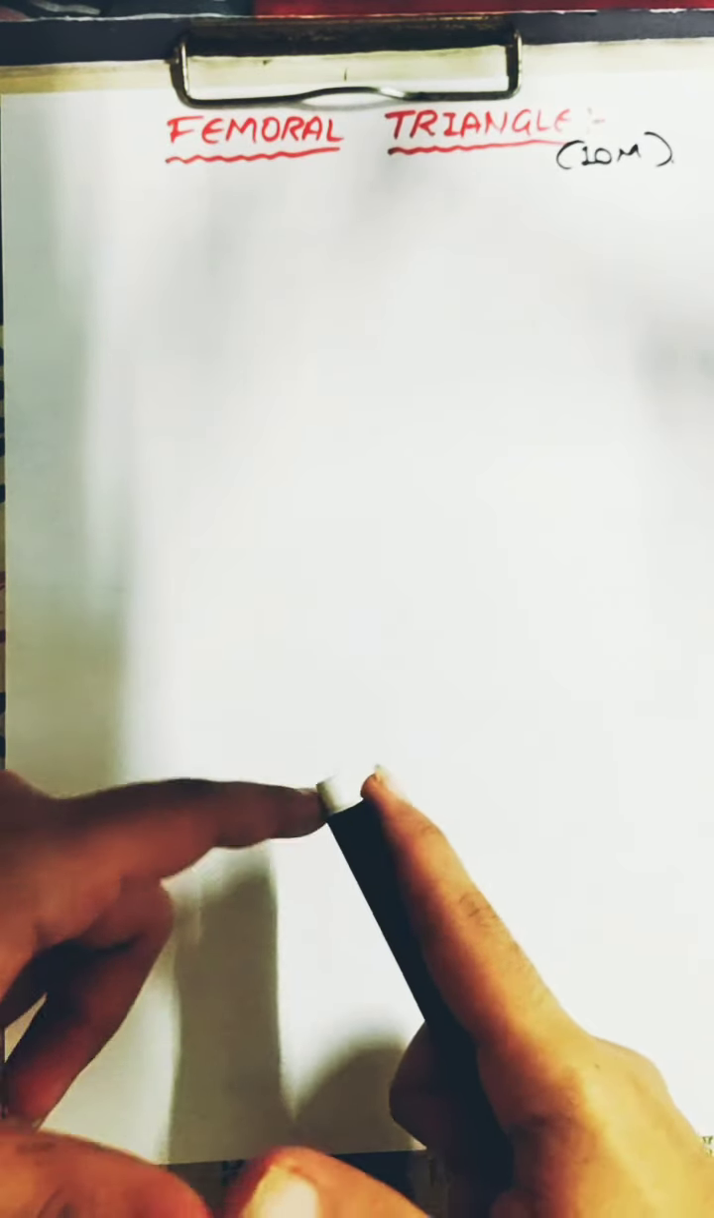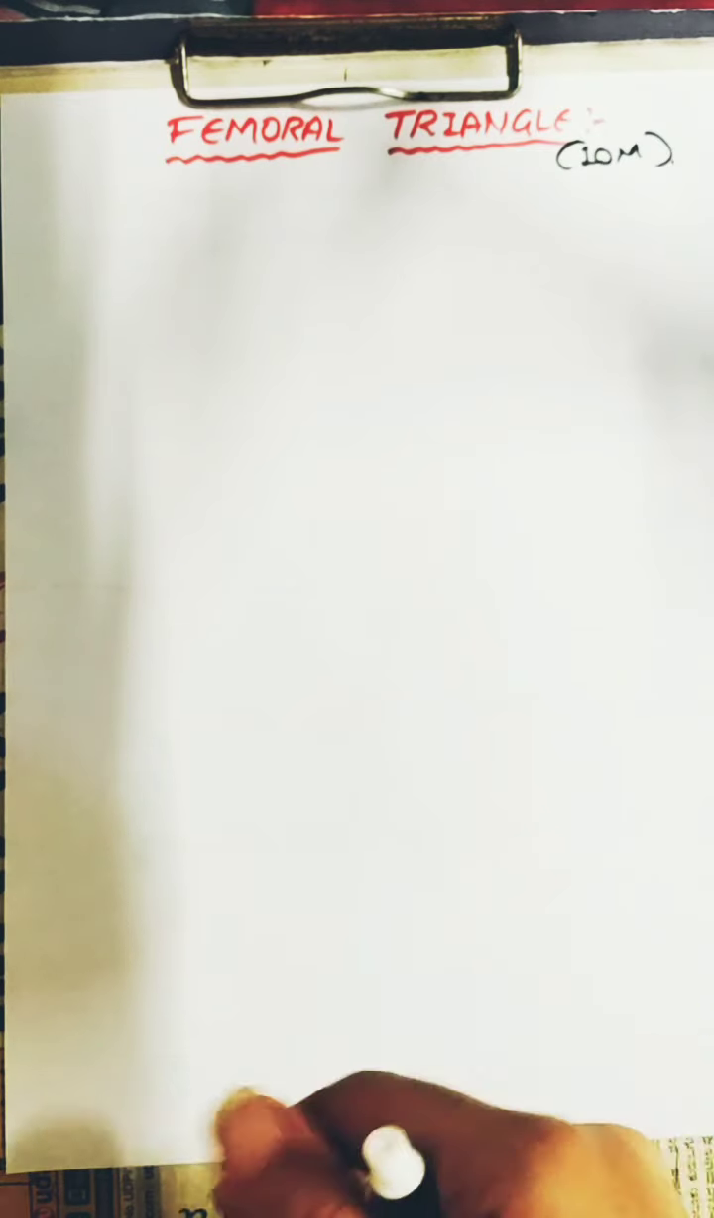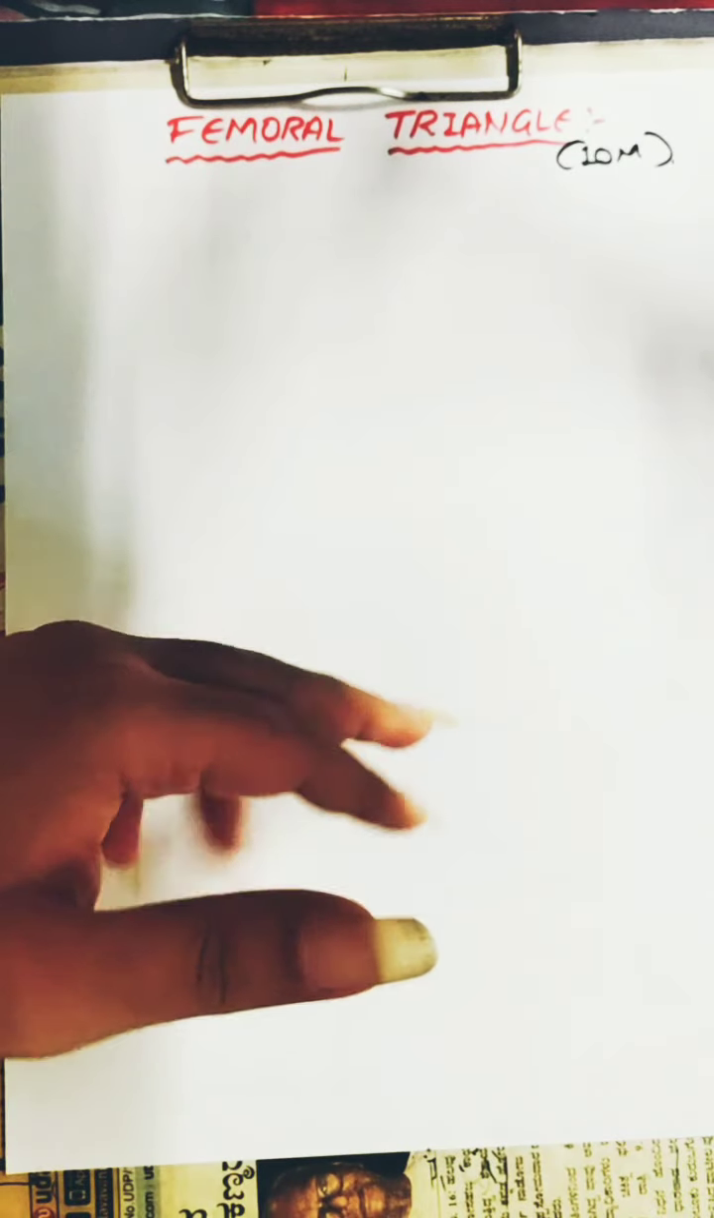Femoral triangle is a subfascial space. It is a kind of triangular space which is found in front of the thigh. You can see it on the anterior surface of the thigh. It is a subfascial triangle. It has a base, apex, lateral side, medial side, floor and roof.